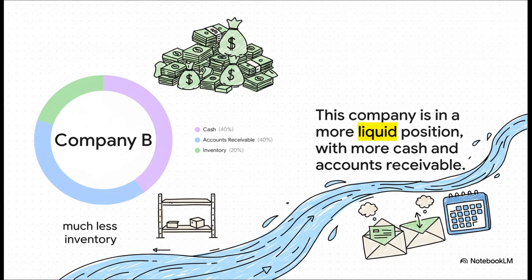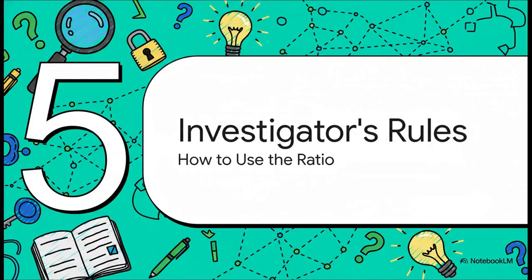Okay, now switch over to Company B. See the difference? Way less inventory and a whole lot more cash and accounts receivable. That's money that's basically guaranteed to come in from customers. And cash, well, cash is king, right? It's the most liquid asset you can possibly have. So even though their current ratios are identical, Company B is in a much, much safer short-term position. It's way more liquid. Okay, so I think we've pretty much cracked our case.